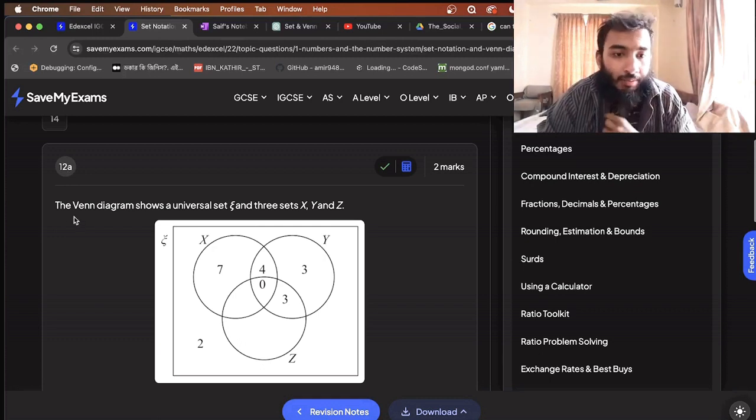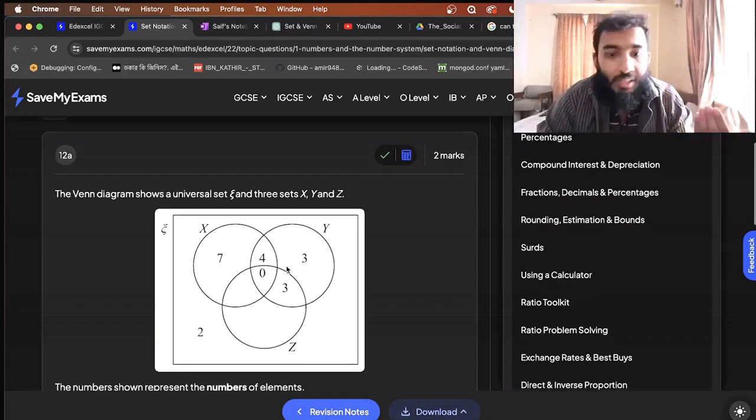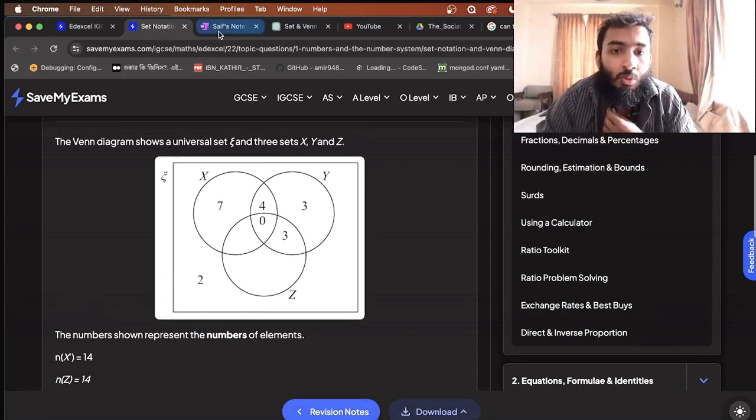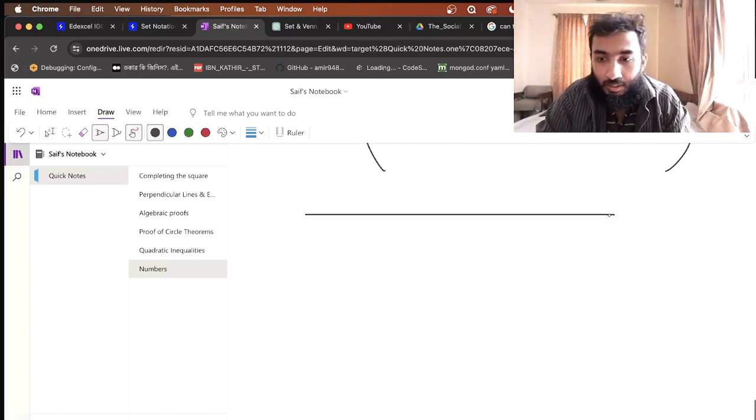In 12a, the Venn diagram shows the universal set and three sets x, y, z. All of them overlap each other, and the number of elements in specific regions is given except for two regions. So the Venn diagram is incomplete and we have to complete it. Some information is given, like the number of x prime is 14 and the number of z is 14. So you have to complete the Venn diagram. If I go to my notepad and use my pen tool, this is the rectangle.